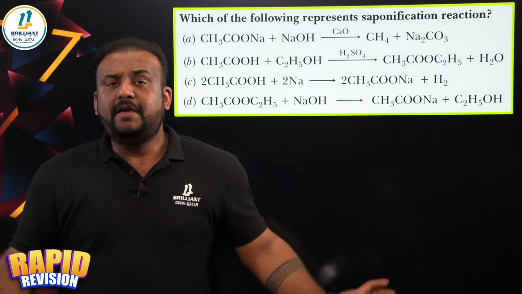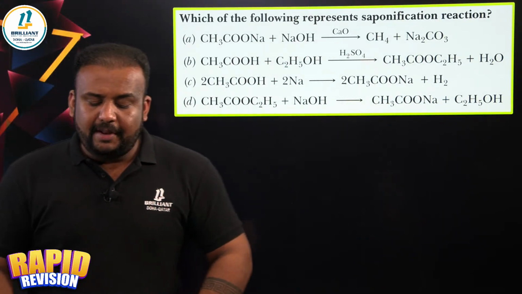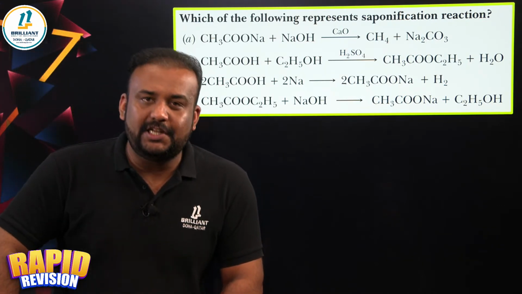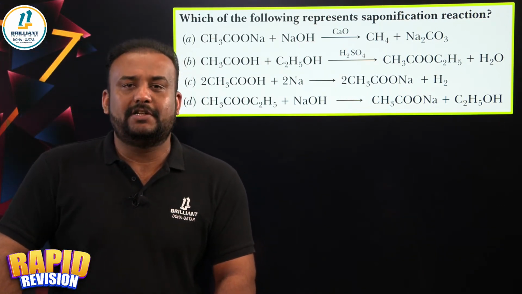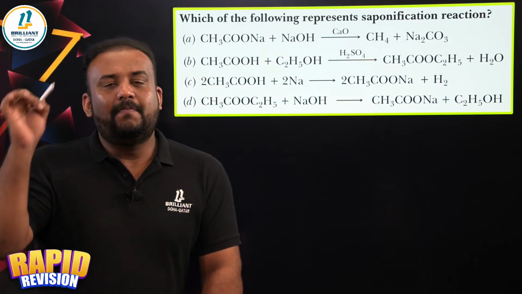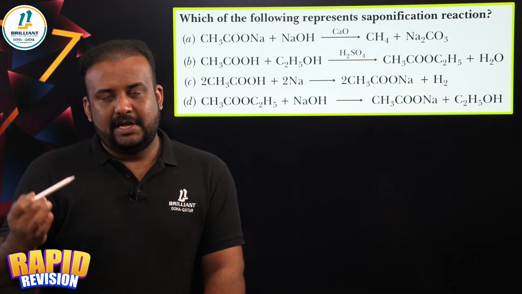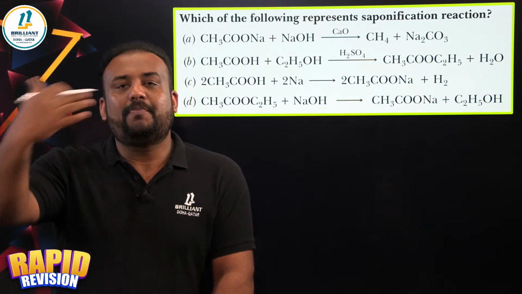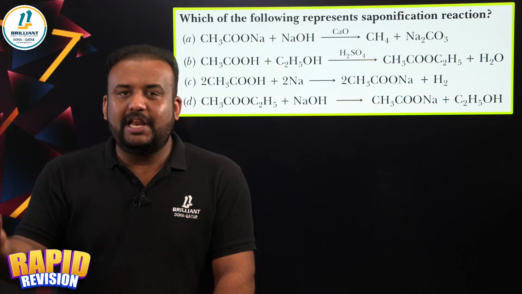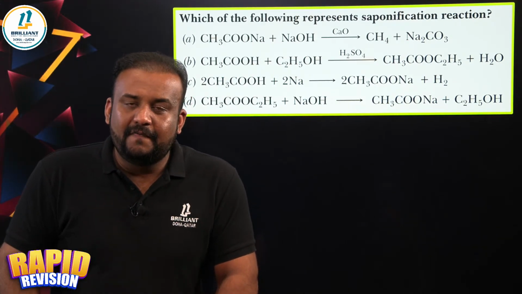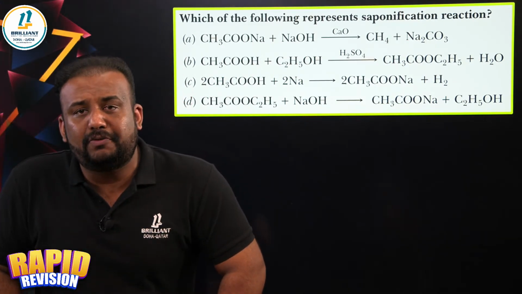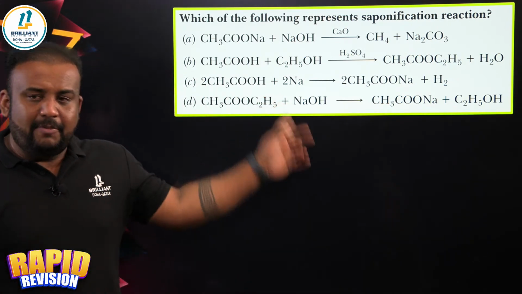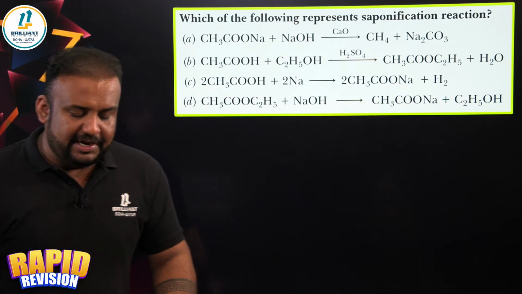Next question. Very important question. Which of the following represents the saponification reaction? What is saponification? The process of breakdown of an ester in the presence of an alkali to form the sodium or potassium salt of carboxylic acid and the alcohol, which is a reaction used for the preparation of soap, is called the saponification reaction. So which reaction among these four is indicating the saponification reaction?